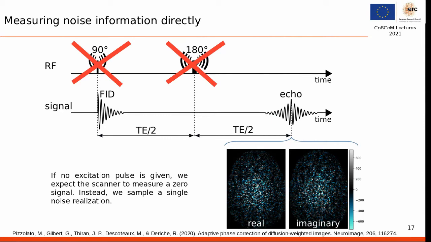Instead, when we do so, we are actually sampling a single noise realization of the thermal noise coming from the whole reconstruction pipeline within the MRI machine. So the idea here is really to use this noise realization in order to infer the noise variance of the images, and to use it to perform an automatic regularization like we showed before, and I'm going to detail that just next.